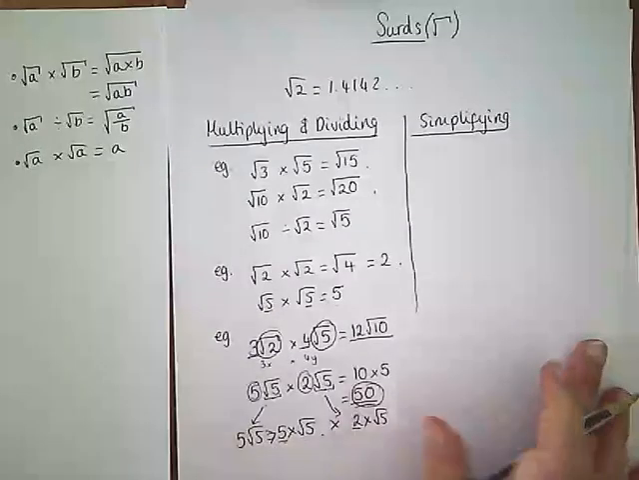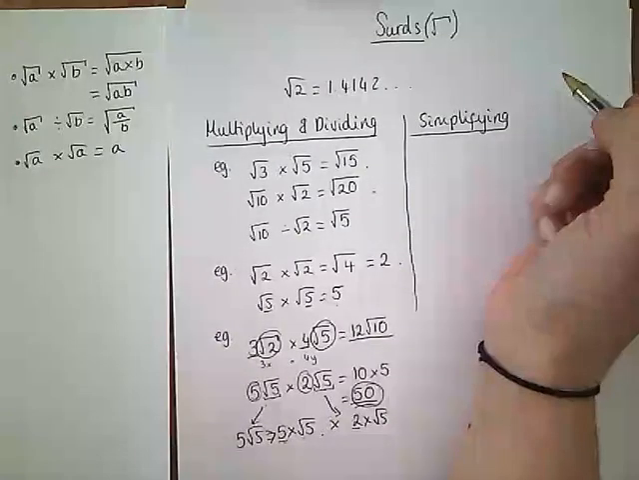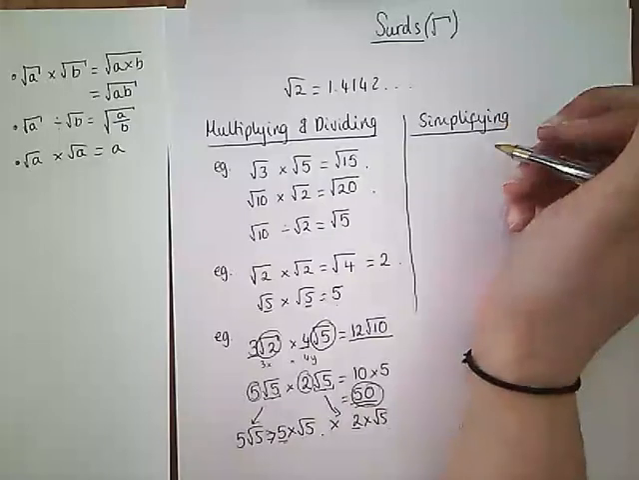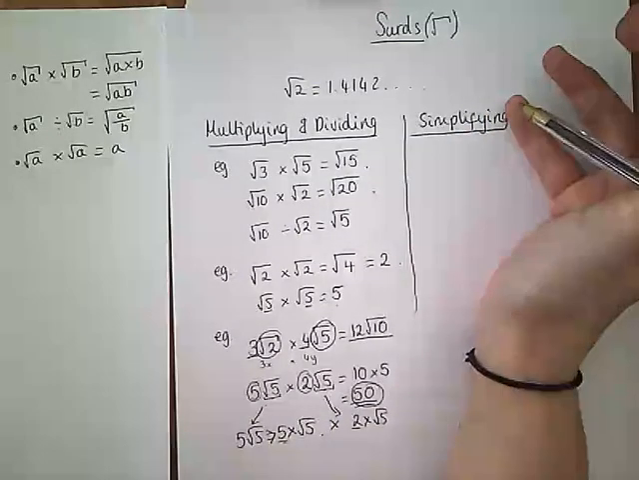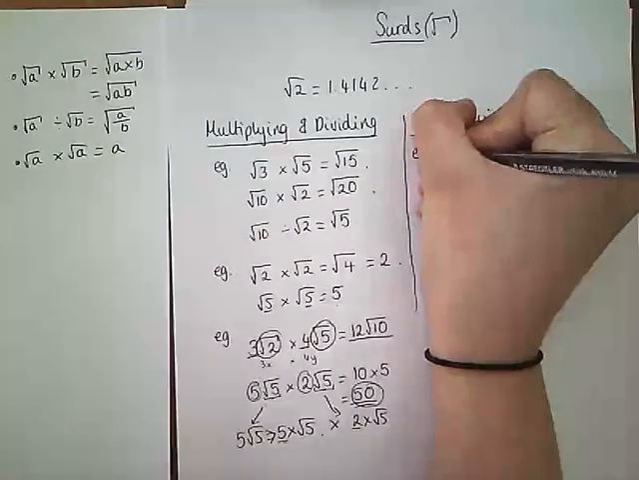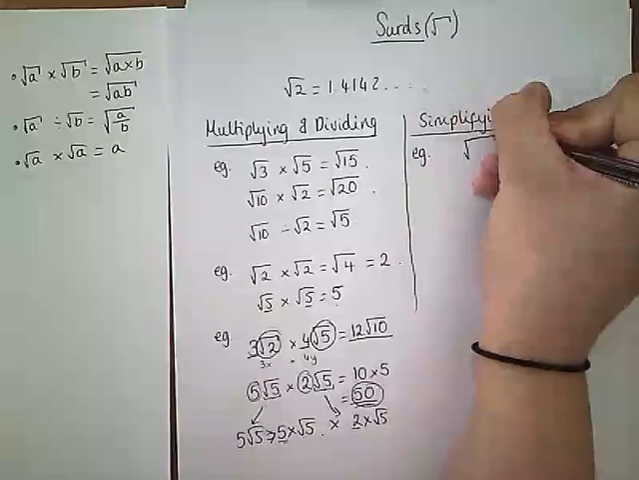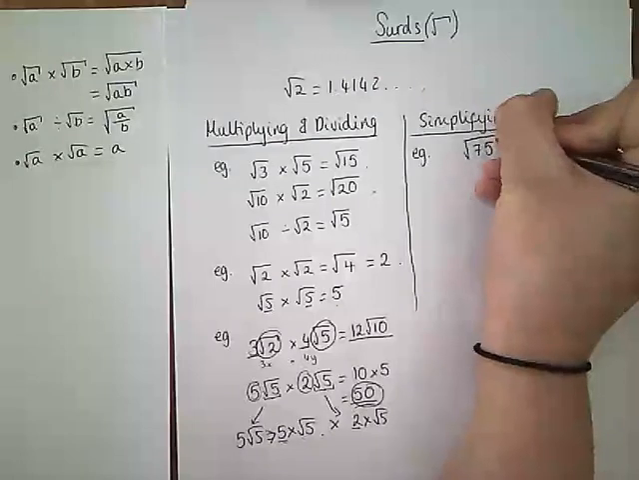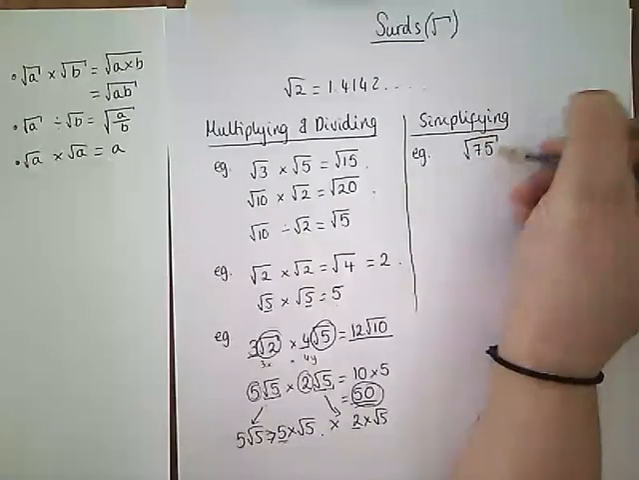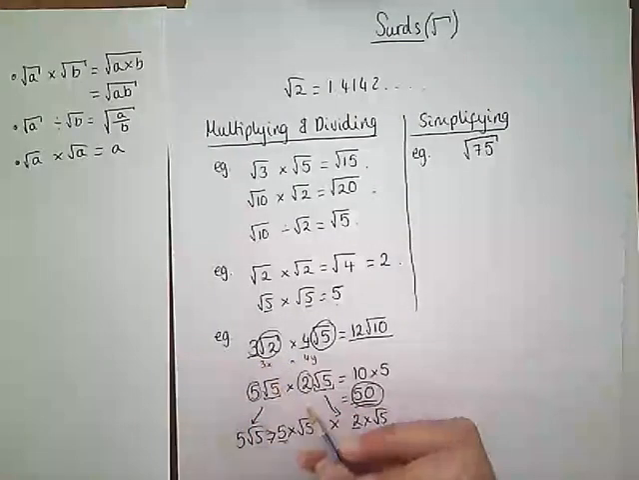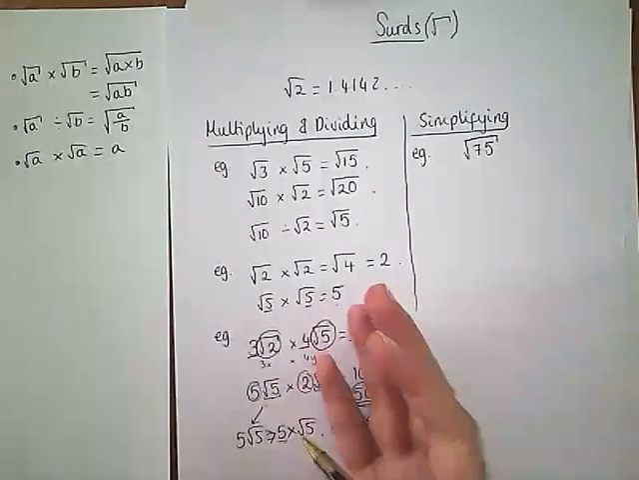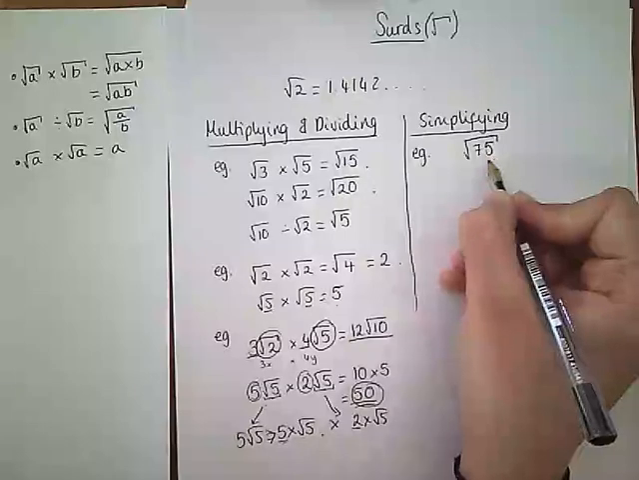Right, then we're going to go on to simplifying. Now, simplifying is where you have the number under the surd as the smallest number possible. Okay, so we're going to do it by looking at an example. Let's look at root 75. In order to simplify this, we're trying to end with it being something like 3 root 2 or 7 root 5 or 9 root 3. Okay, we want the number underneath the surd to be the smallest possible.